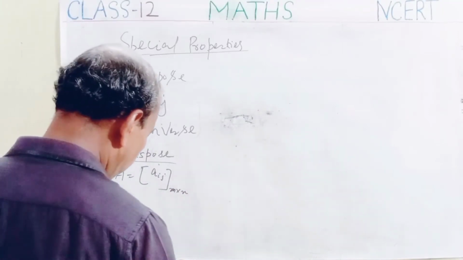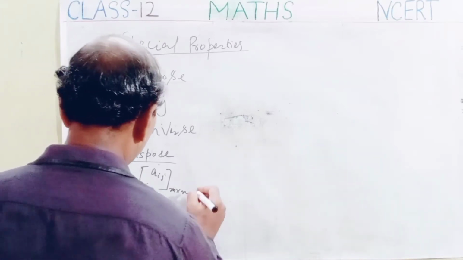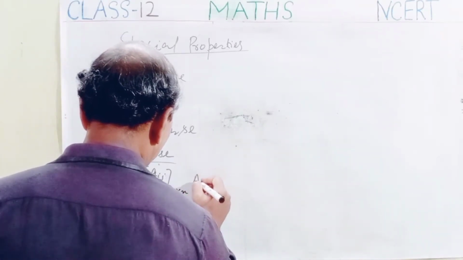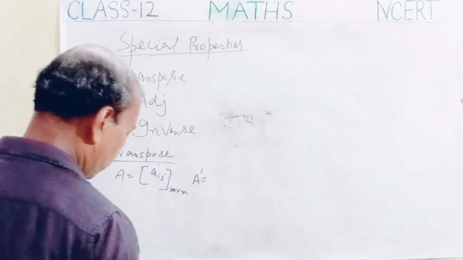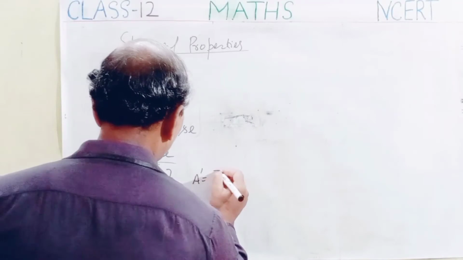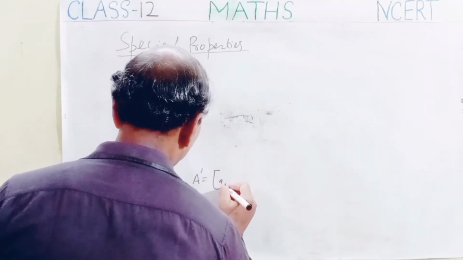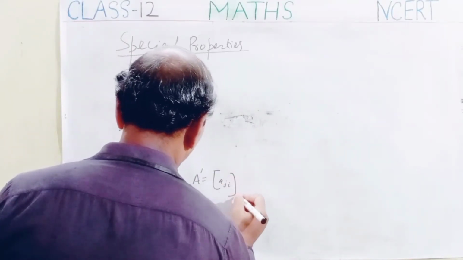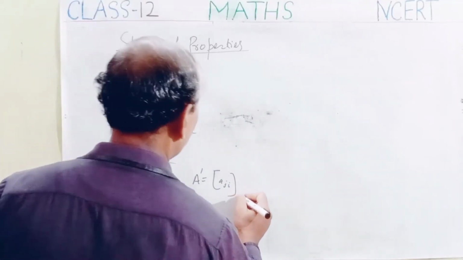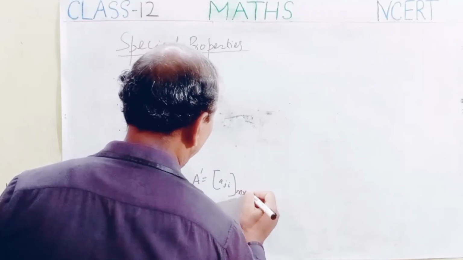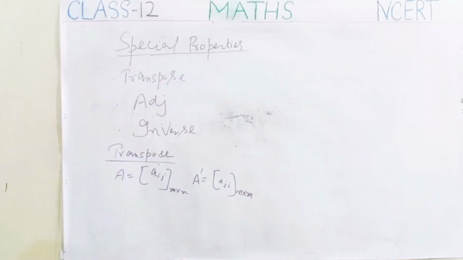Its transpose is written as A dash, we call this A transpose, and this is equal to Aji, and this is of order n cross m, since A is m cross n. So that is the transpose. Now we will see some properties.